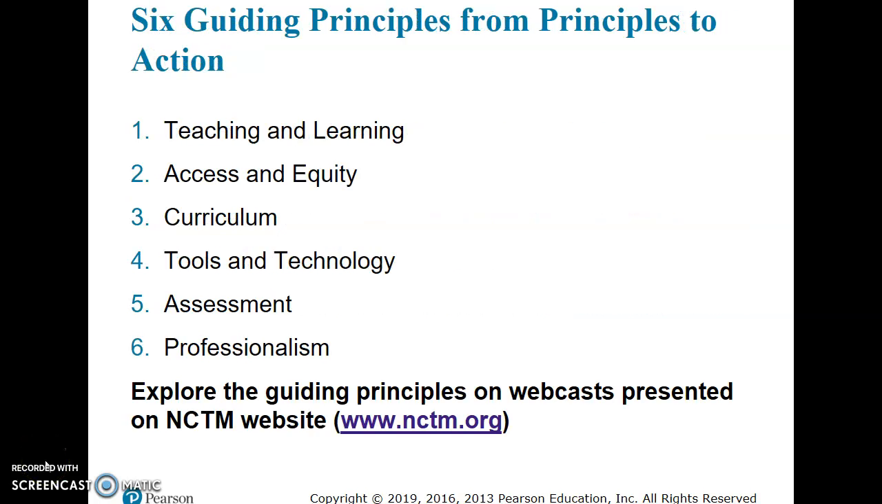Six guiding principles from Principles to Actions. One, teaching and learning. Use meaningful instructional tasks that develop reasoning, sense-making, and problem-solving strategies. Two, access and equity. Provide instructional opportunities for students to demonstrate their competencies in different ways, creating tasks with easy entry points for students who struggle.